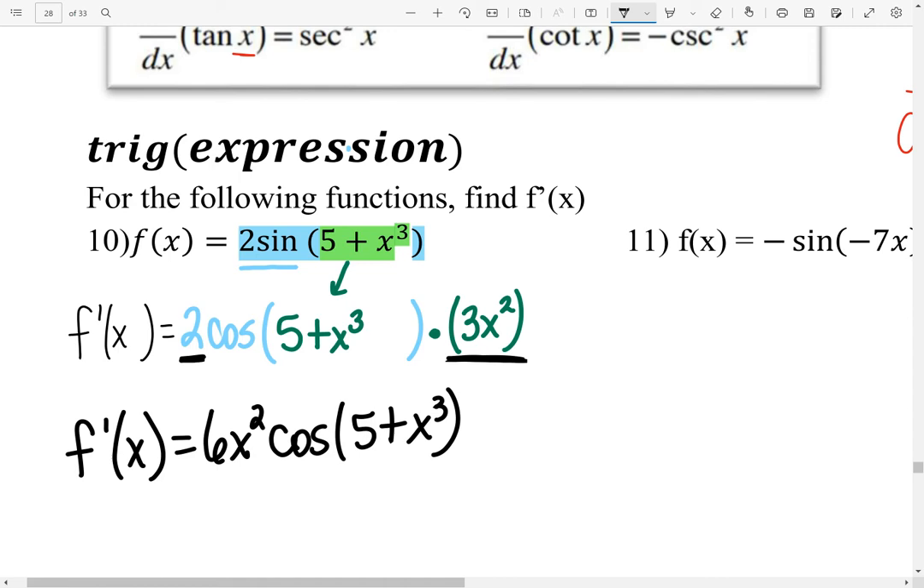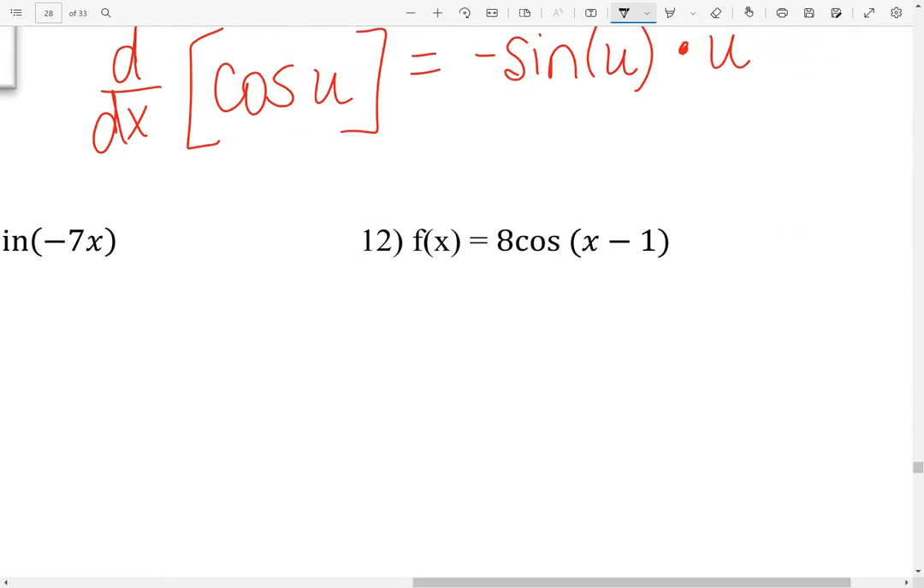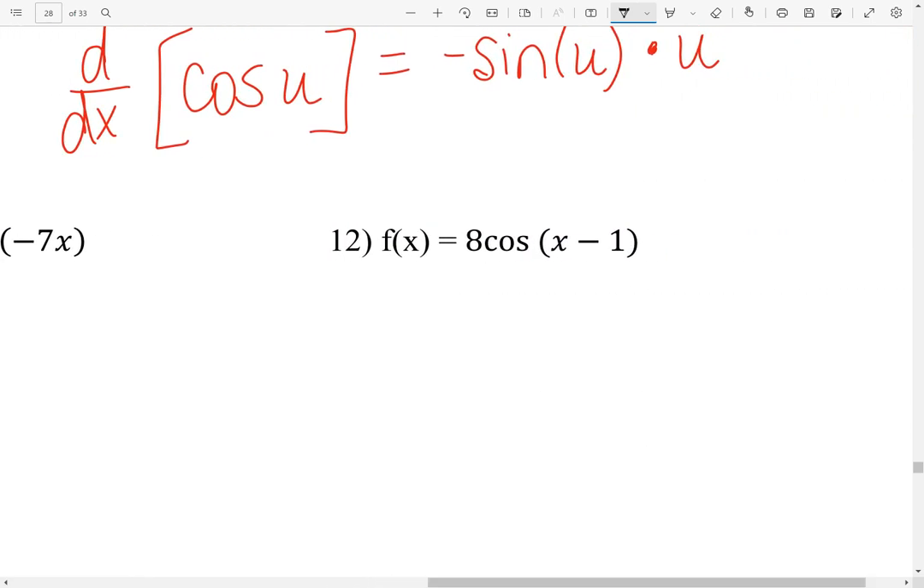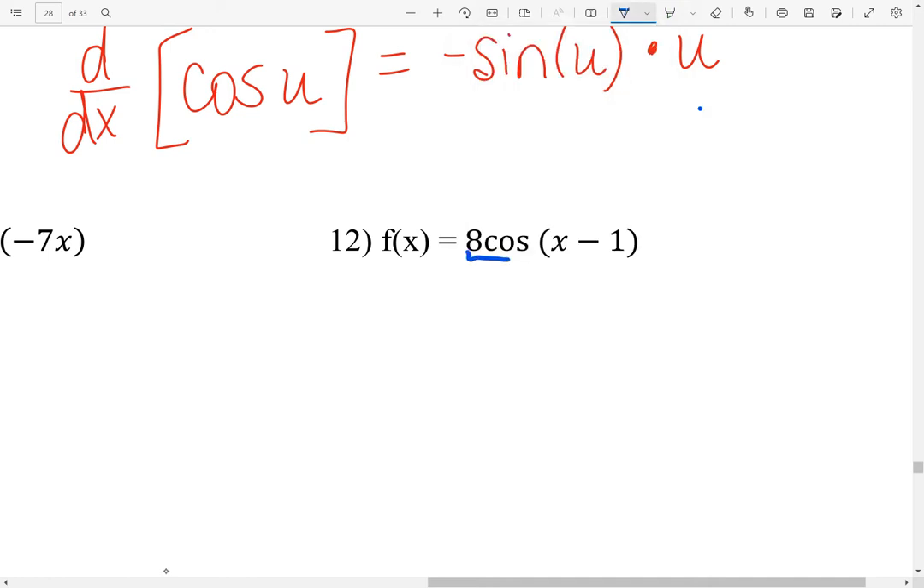We'll do another one. Let's skip over to number 12. F of x equals 8 cosine of x minus 1. So this time, my outside function is 8 cosine parentheses, and my inside function is x minus 1.